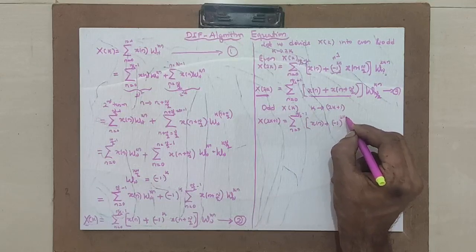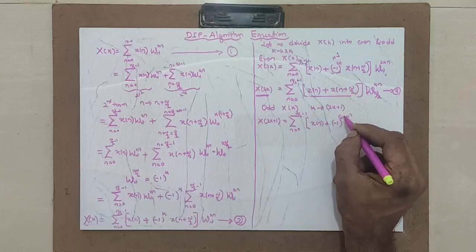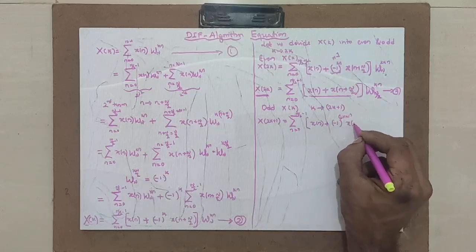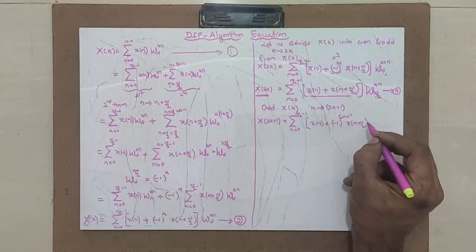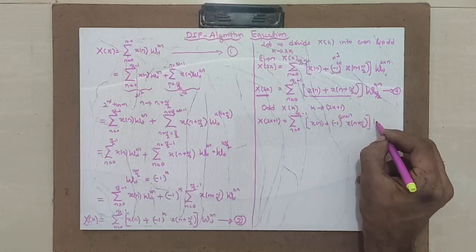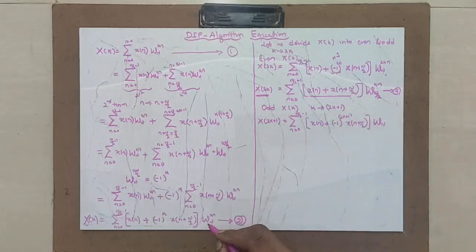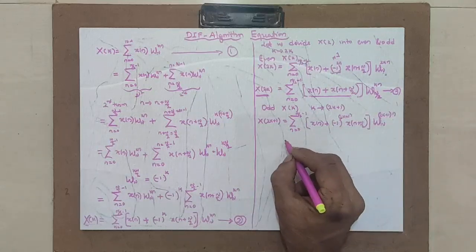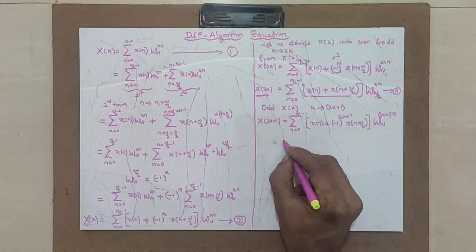here you see the odd value. Anyway, you remember that 2k plus 1 means odd value. Minus 1 raised to odd value is always minus 1. Multiplied by x of n plus n by 2 whole outside, W_N raised to k, where k means 2k plus 1, raised to outside n.